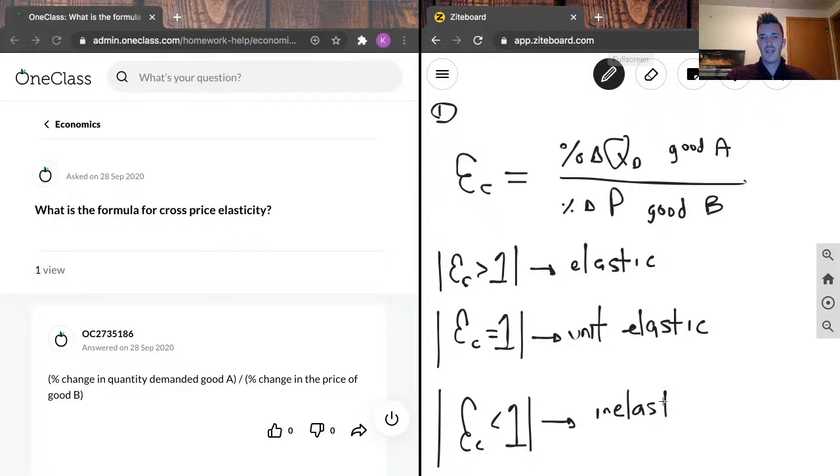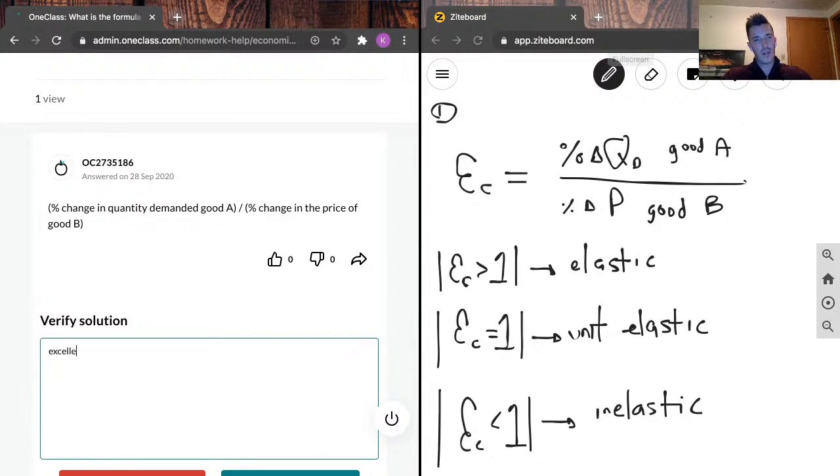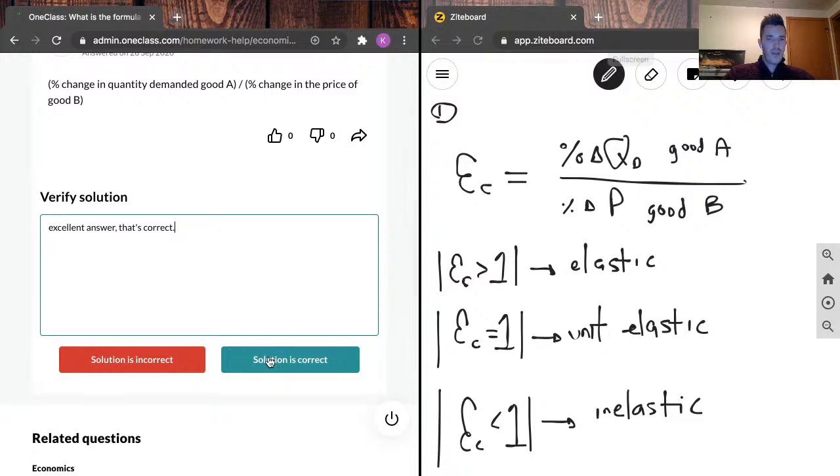So if it were inelastic in this case, then it would mean that if the price of good B was changed, there would not be much of a change in the quantity demanded of good A. If it were unit elastic, that would mean if there was a change in the price of good B, there would be a proportional change in the quantity demanded of good A. And lastly, if it were elastic, then it would mean that there was a large change in the quantity demanded of good A. Don't think I have too much else to add to that one, so I will say that answer is correct. We can move on to question 2.